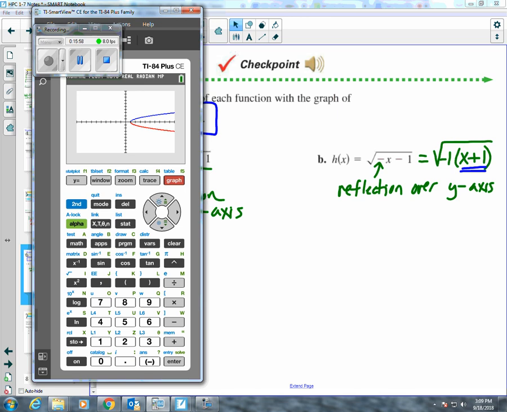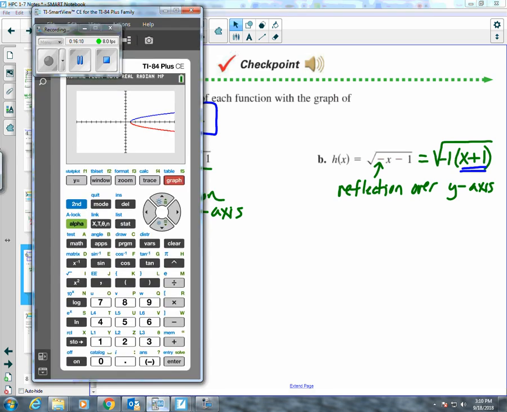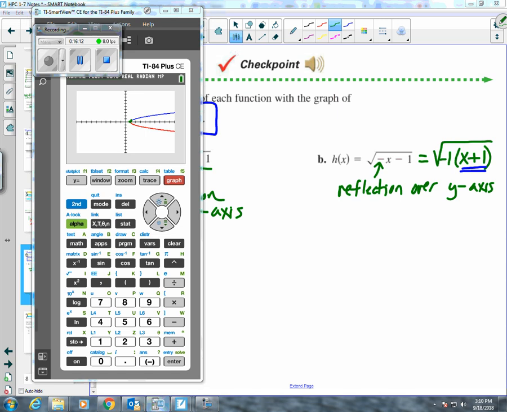Now notice again, I want to say this. On my original graph, we said this minus 1 means the original square root function was going to go right 1. Take a look at where that vertex is on that graph. We're over here at 1. So that's where that's coming from.